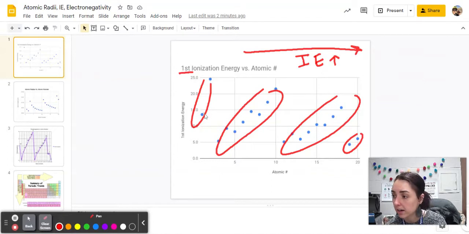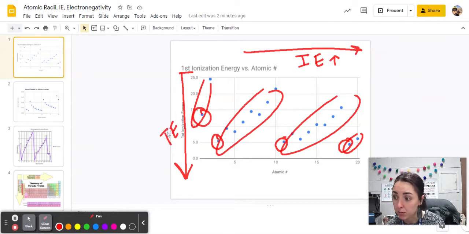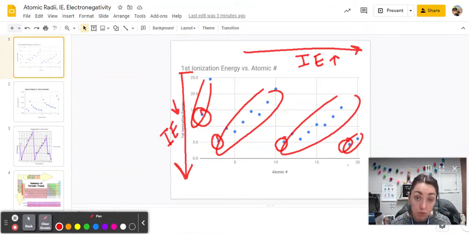Now, let's look here. I just want to look at the first one in each row for the periodic table, because remember, these jumps represent rows on the periodic table. So I go here, to here, to here, to here. As I go down the periodic table, my ionization energy is actually decreasing. So while it's going up within the groups, the overall trend is actually a downward trend.